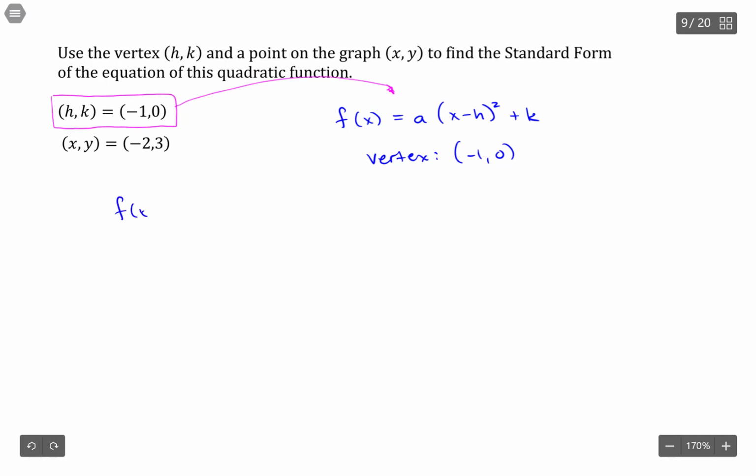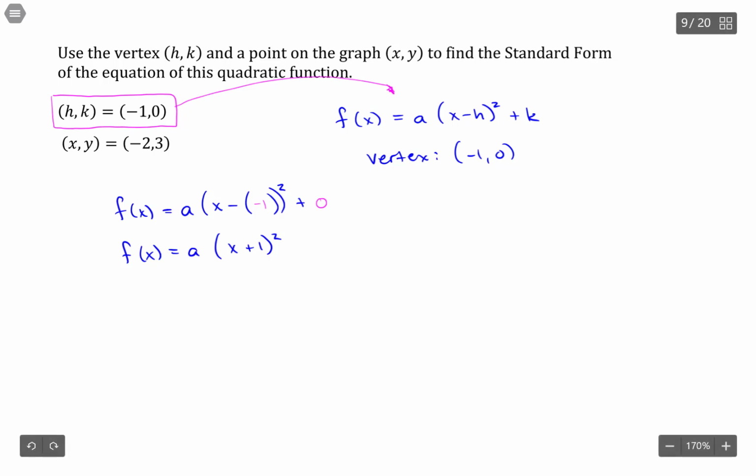So I would have f of x equals a times x minus, and then I'm plugging in the x-coordinate of the vertex, which is -1, then squared, plus the y-coordinate of the vertex, which is 0. So simplifying, that gives me f of x equals a times the quantity (x plus 1) squared.